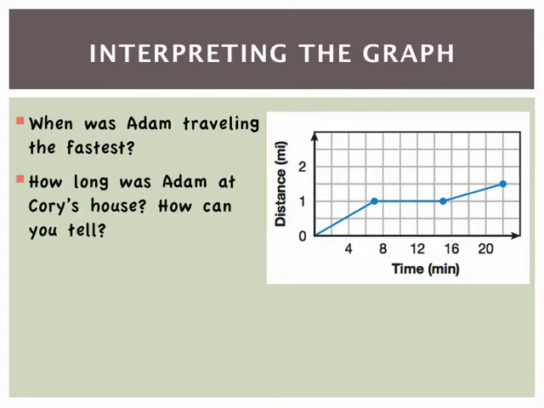How long was Adam at Corey's house? He was there between the times of 7 minutes and 15 minutes, so he was there for 8 minutes. And I can tell because the graph was flat then, so he was not moving any farther away from his own house.